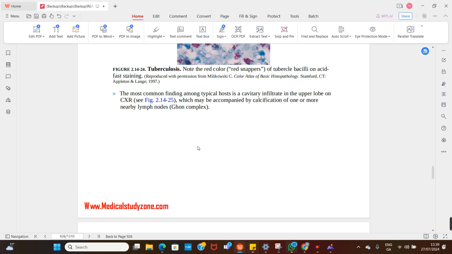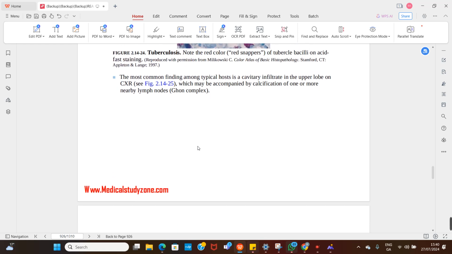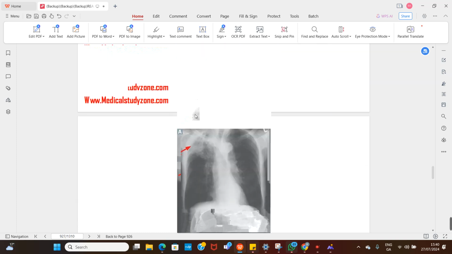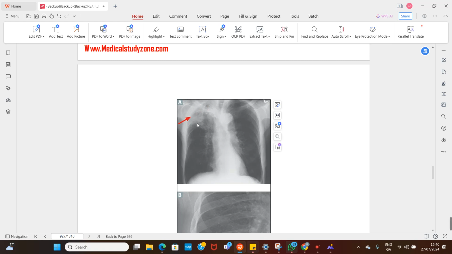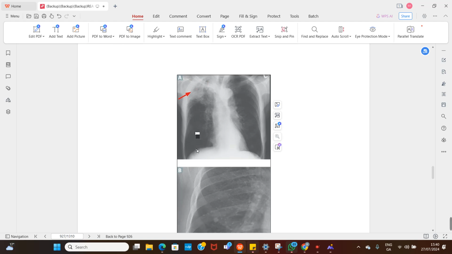So, the most common finding is what? Cavitary infiltrate on the upper lobe. We know this. So once you are seeing cavitary infiltrate on the upper lobe, you know that this is a secondary reactivation, and that can be associated with the calcification of the lymph node, which is your Ghon complex. So this is a cavitary lesion here. So you know that this person is having secondary TB. If it's primary, you see it at the lower lobe or the middle lobe.